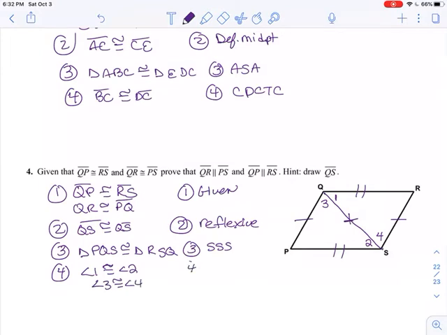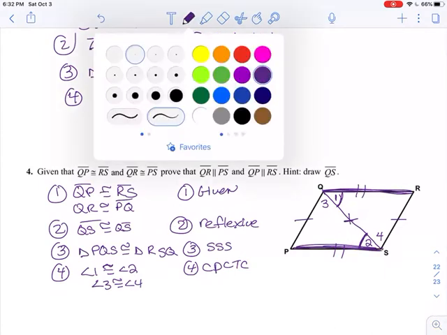I need 1 congruent to 2 and 3 congruent to 4, and the reason is CPCTC. Now, if they're congruent to each other, so if 1 is congruent to 2, those are alternate interior angles, that would prove that QR is parallel to PS.